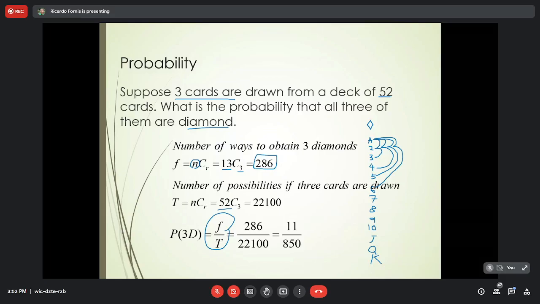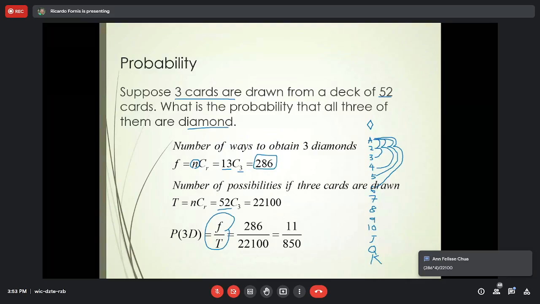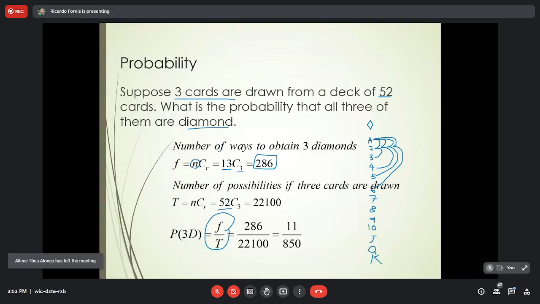Okay, thank you for those answers. Yes, the answers are correct. 22 over 4 to 5. So take note that the question can be varied a bit, and make sure that you understand the situation. The result is simply this one, multiplied by 4. 11 over 850, multiplied by 4.